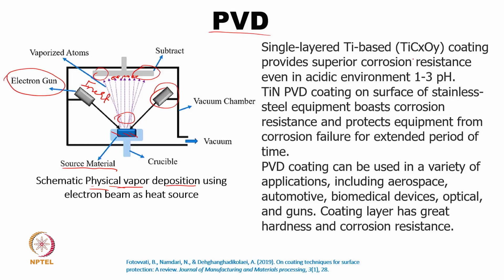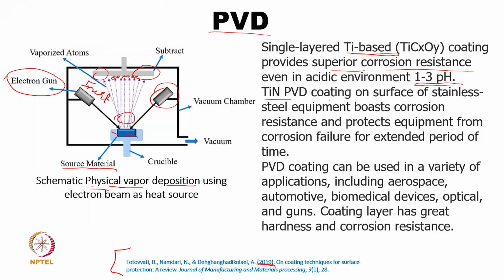So, what we can see here is that a number of materials can be utilized. Here we are talking about titanium based coating, which really provides very good corrosion resistance. That is what has been shown, picked up from literature published in 2019. Because we have been discussing corrosion in this course, these titanium based coatings are very good, and they can give very good resistance against corrosion even in pH environments of 1 to 3.